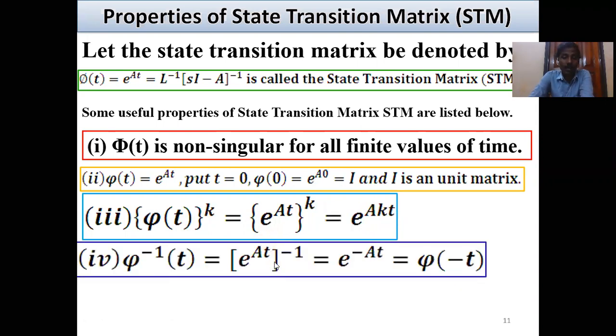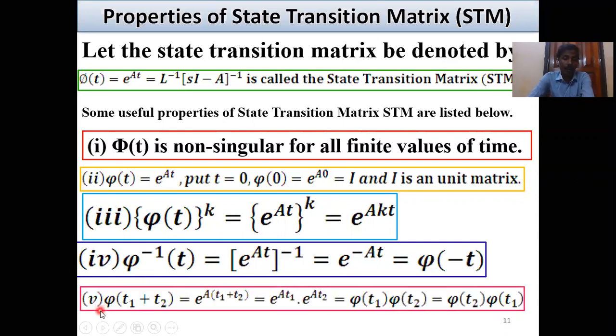And what is property number 4? Phi inverse of t, e to the power At whole inverse, is equivalent to e to the power minus At, and this is equivalent to phi of minus t. That means e to the power minus At equals e to the power At whole inverse, equals phi inverse of t. This is also a very important property.